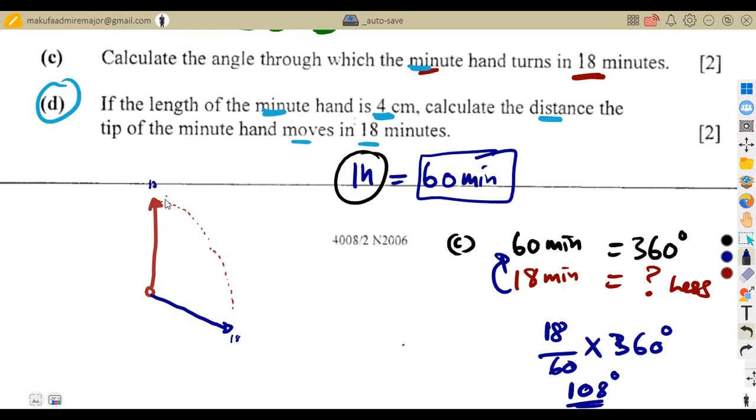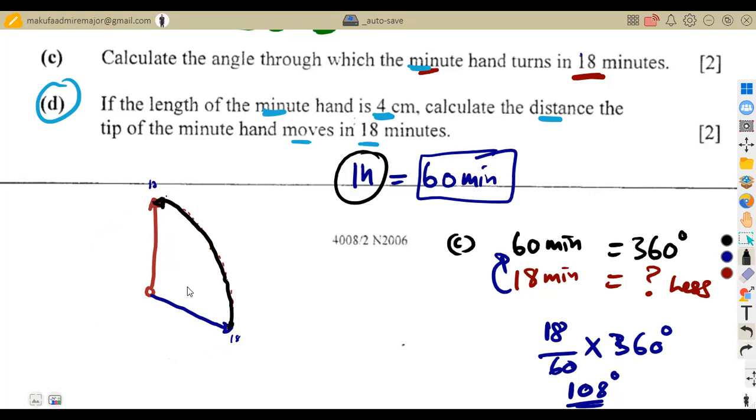So during this part, the distance traveled, or the distance covered by the minute hand, is referred to as the arc length, because as the minute hand is moving, at the end it is supposed to give us a circle. That is why we're talking about 360 degrees. In actual sense, we are supposed to have a circle. But this time it is not giving us a circle because it only covered 18 minutes from this point up to this point, not a complete revolution.